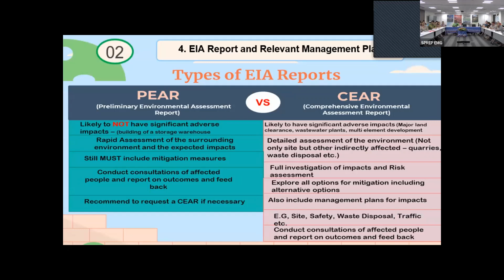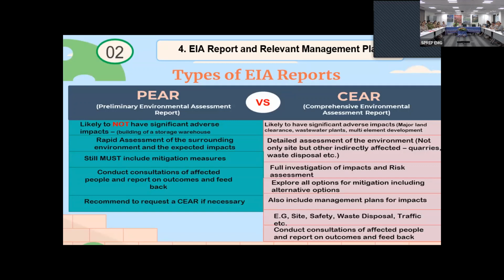One is called a PEA, or Preliminary Environmental Assessment Report, or a SEA, or Comprehensive Environmental Assessment Report. Now, the differences are pretty self-explanatory in the names. One is a preliminary one, and one is a very comprehensive one. Based on this initial assessment of the scale of your development, PUMA will tell you which type of report and study you need to do, whether it's a PEA or a SEA.